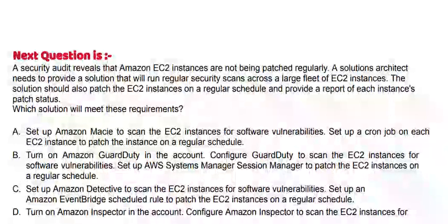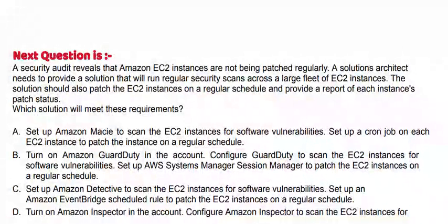Option A. Set up Amazon Macie to scan the EC2 instances for software vulnerabilities. Set up a cron job on each EC2 instance to patch the instance on a regular schedule. Option B. Turn on Amazon GuardDuty in the account. Configure GuardDuty to scan the EC2 instances for software vulnerabilities. Set up AWS Systems Manager Session Manager to patch the EC2 instances on a regular schedule.